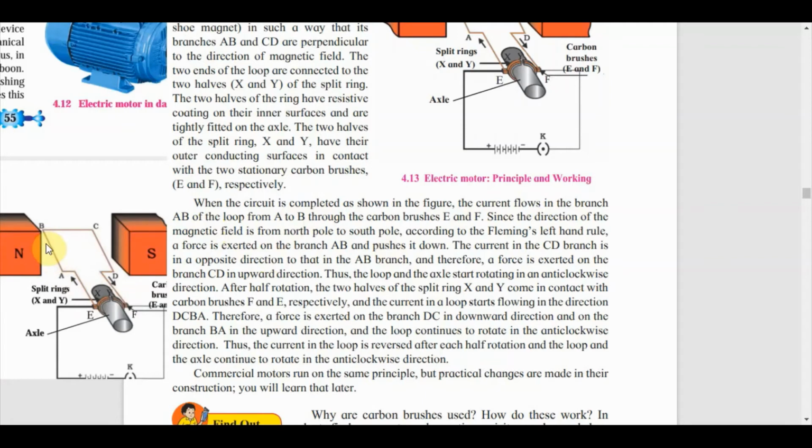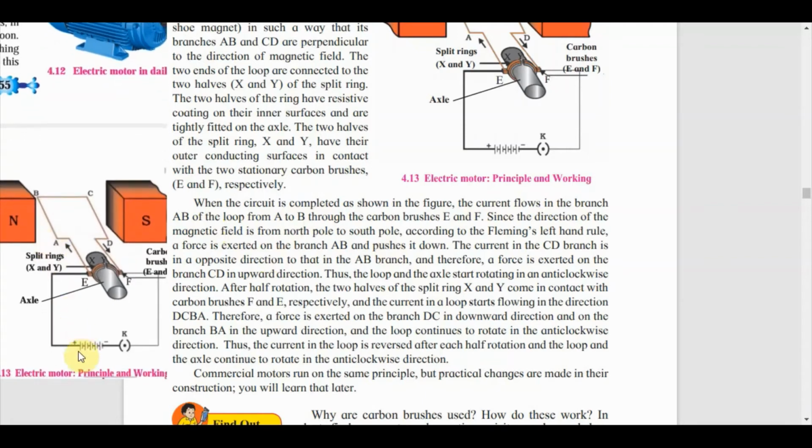If you see here, the positive terminal is connected here. This is the positive terminal, so current flows from A to B. This is the direction of the current, and north to south is the direction of the magnetic field. Then you will find that AB will experience a force in the downward direction. I hope that is clear to you.